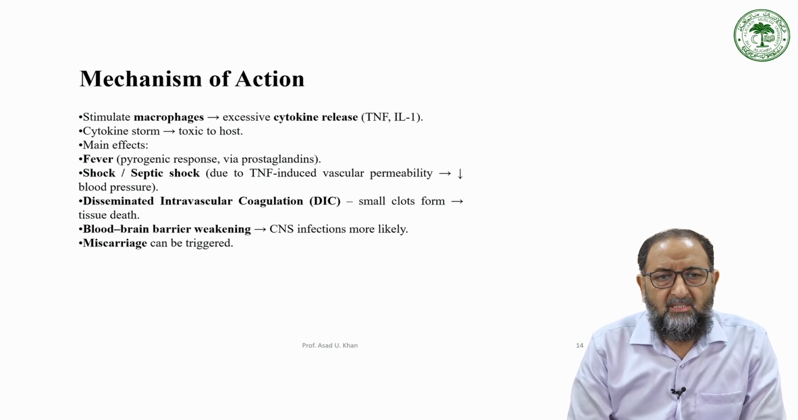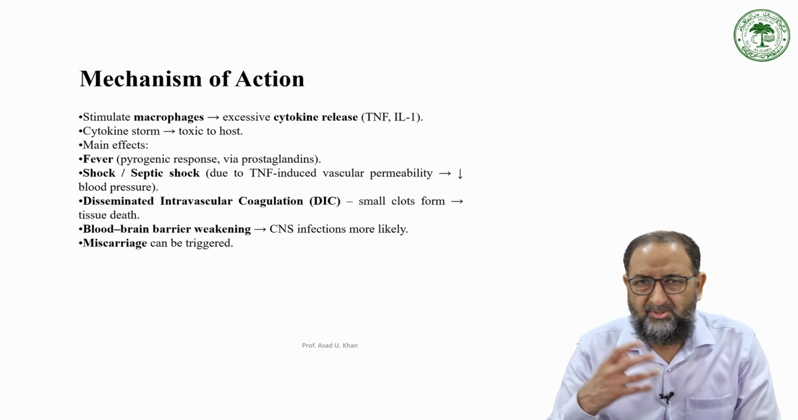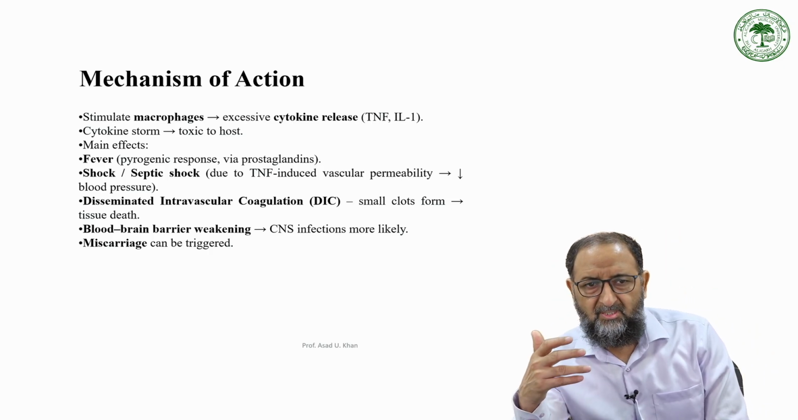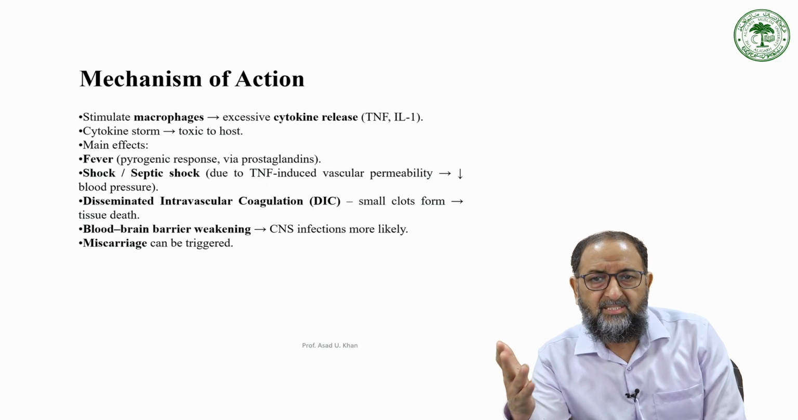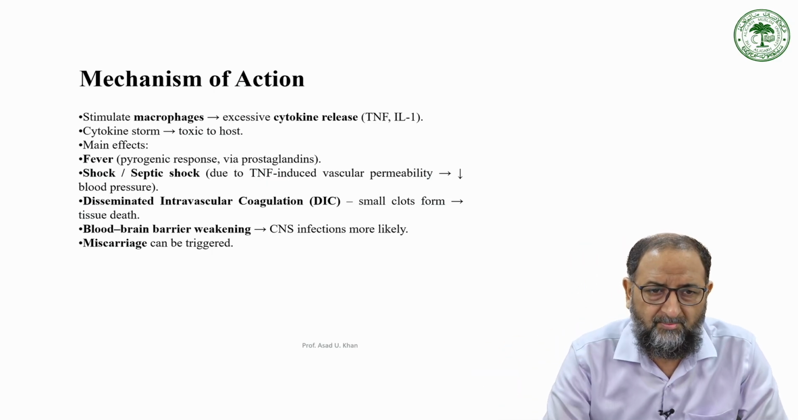The dissemination is disseminated intravascular coagulation, we call DIC. Dissemination of intravascular coagulation, like small clot formation takes place, and then they form tissue death. And so if it is increased, they may cause major damage to the host cell or host system.